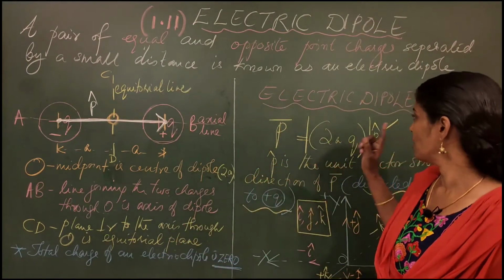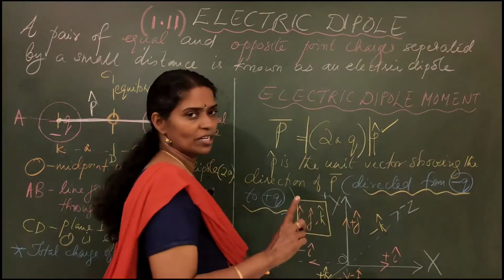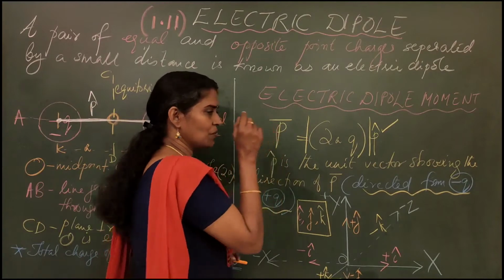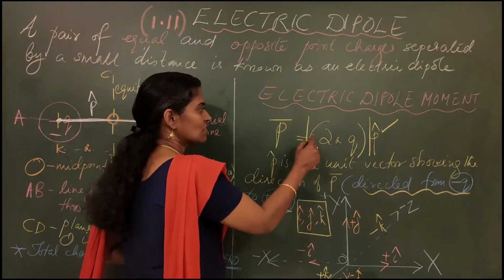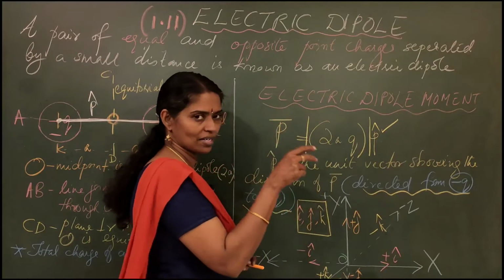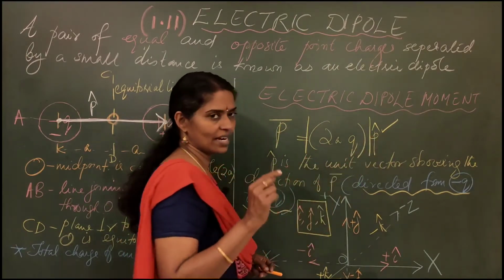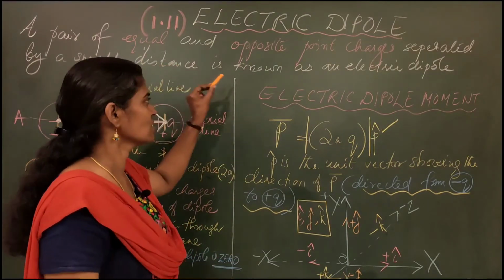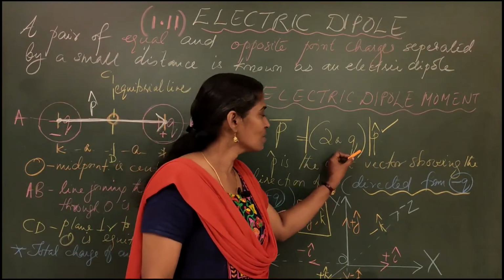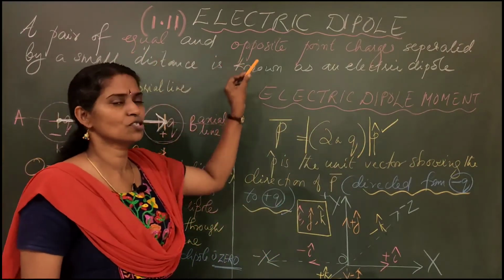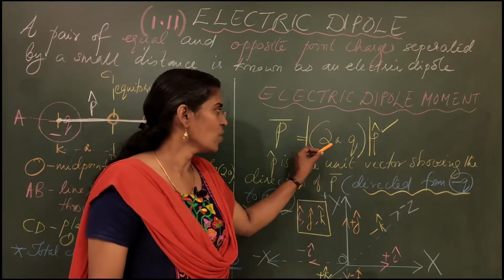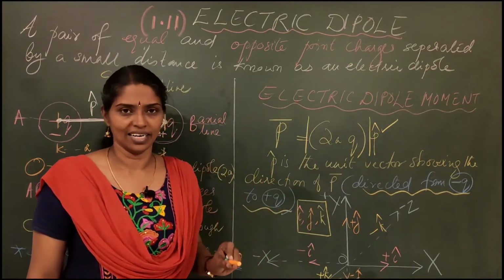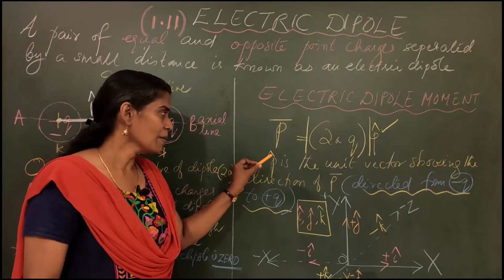Now one more point you have to learn, electric dipole moment. It's a purely vector quantity with 2aq as the magnitude and p cap as the direction. What is 2aq? 2a means you have a small distance, and q is the equal and opposite charge. So 2a into q gives the magnitude and p cap shows the direction. And what is p cap? P cap is a unit vector.